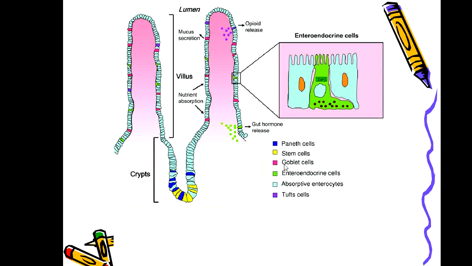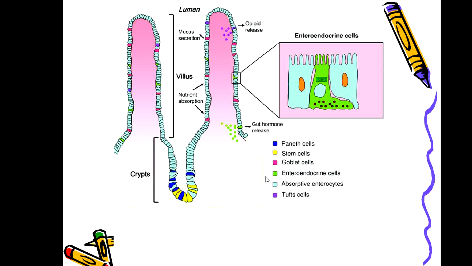The next one is the goblet cell. Goblet cells are found everywhere in the body, maybe in the mouth, the respiratory tract, or the intestine. The goblet cells are responsible for the secretion of mucus. You can also call them mucus cells.